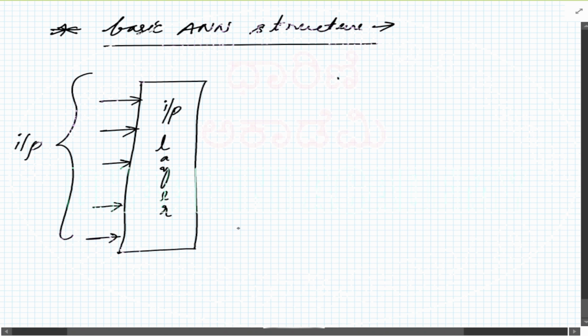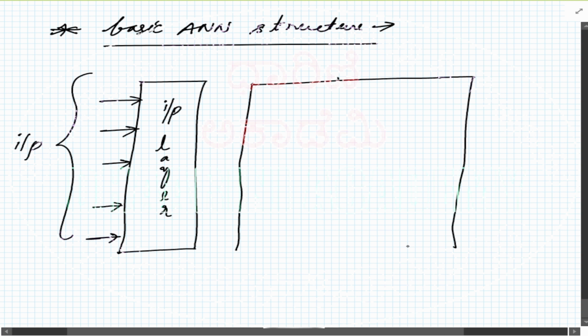They will simply collect the inputs from maybe the previous neurons or from the outside world. Once the inputs are collected, they are then processed by another layer of neurons, which may contain anywhere from just two neurons to 1,000 neurons. It can have so many. That's why I'm drawing a very big shape over here. This is called the hidden layer.